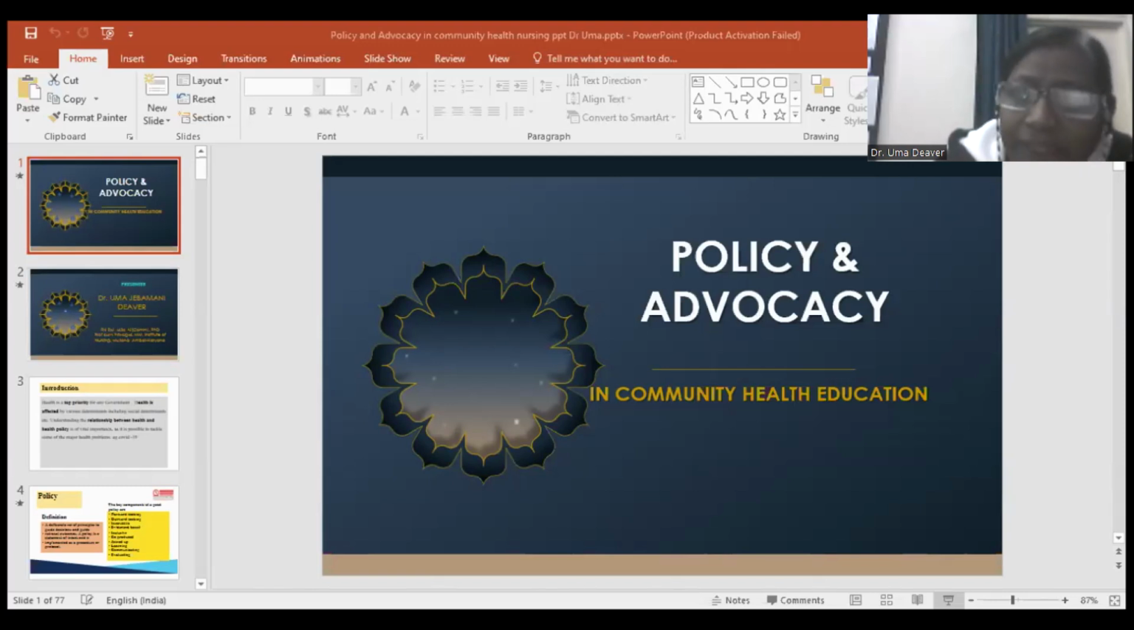Policy is a deliberate set of principles to guide decisions and guide rational outcomes. A policy is a statement of intent and is implemented as a procedure or protocol. So policy is very important.